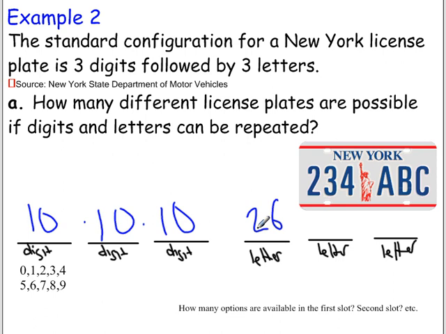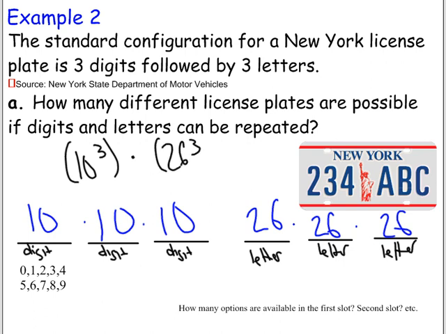A, B, C, D, E, F, G, H, I, J, K, L, M, N, O, P, Q, R, S, T, U, V, W, X, Y, and Z. Yep, it's 26. So you got 26 letters available here to choose from, here and here. So to get our total, we're just going to go ahead and multiply these. So that's going to be 10 to the third, that's 1,000, multiplied by 26 to the third.